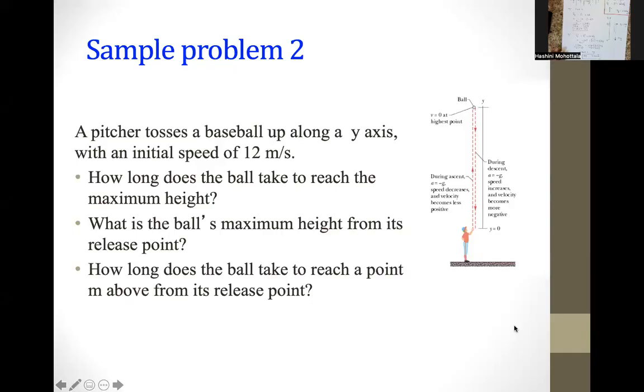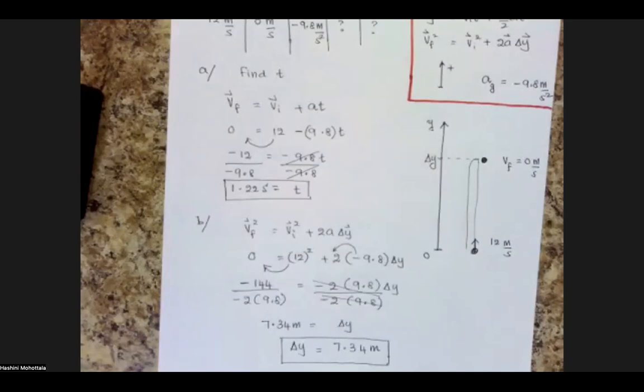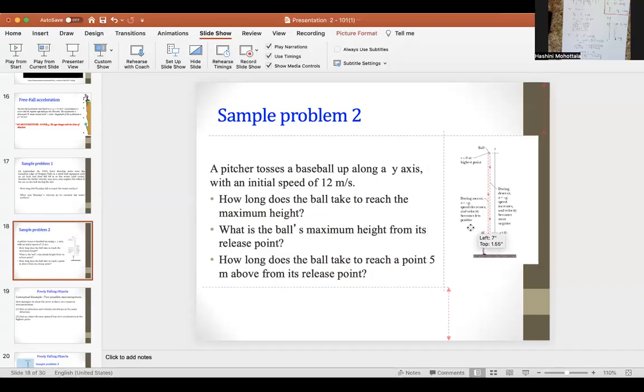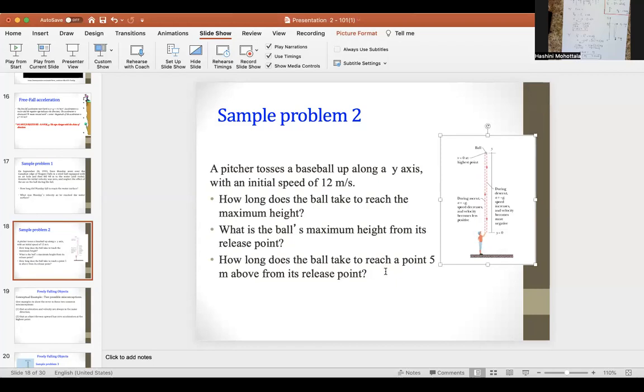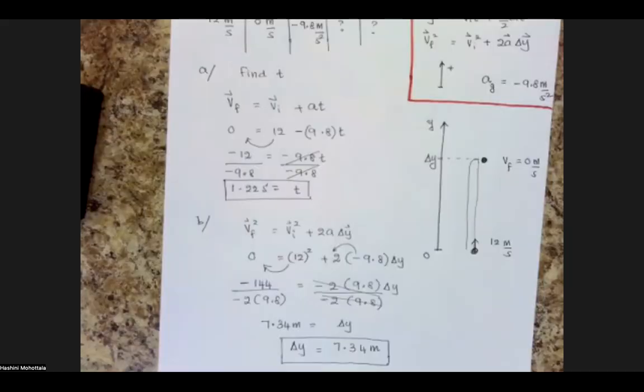The third part asks, how long does the ball take to reach a point? Actually, it should be 5 meters above its release point. You can't see that 5 because of this picture. Let me go back and fix that. There you go. So you have, how long does the ball take to reach a point 5 meters from its release point? And I am going to stop sharing again, and then discuss this a little bit further.